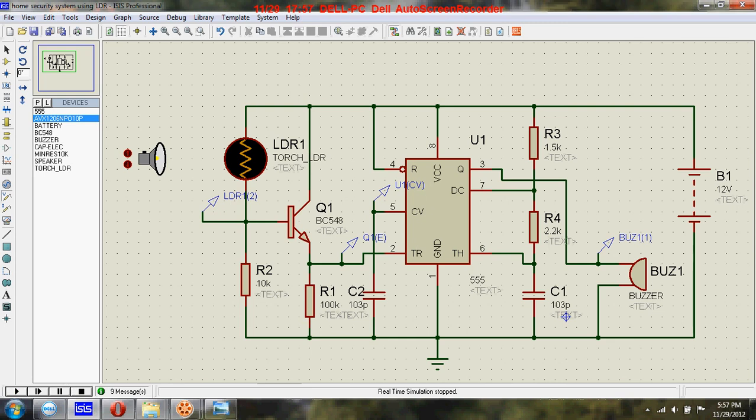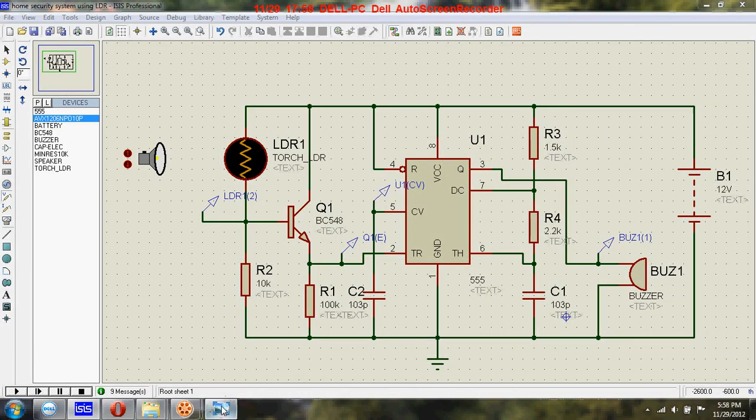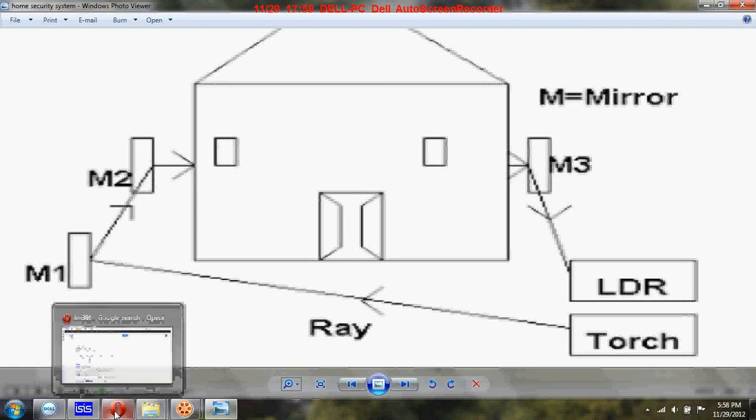So this circuit can be built like this also. Here we can surround a house using this LDR and torch, and these are mirrors, and the light from the torch will be reflected from these mirrors, and these rays of light will surround the house. And when someone tries to intercept this ray of light, then the buzzer will be on, and that way we have a home security system.